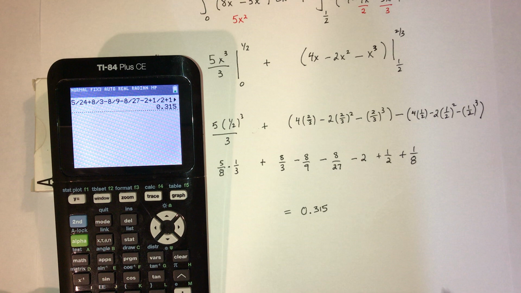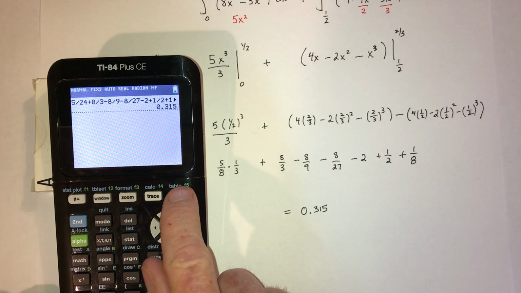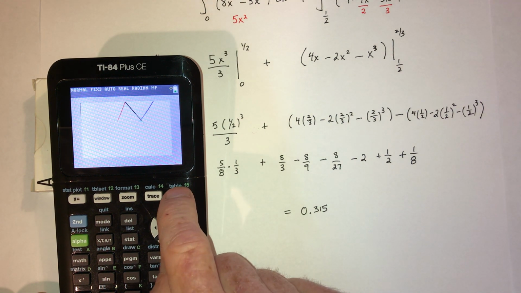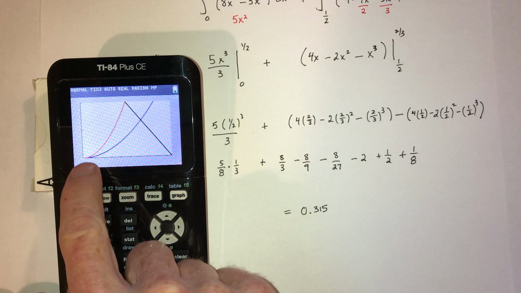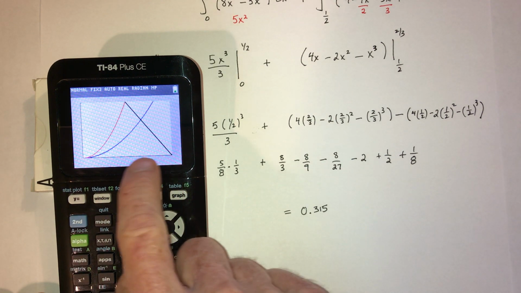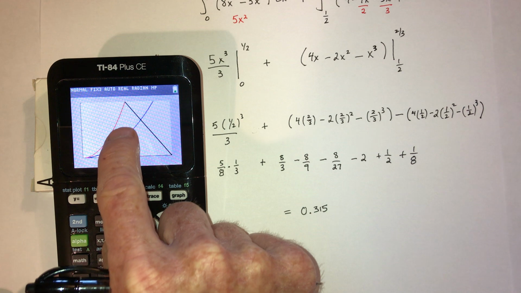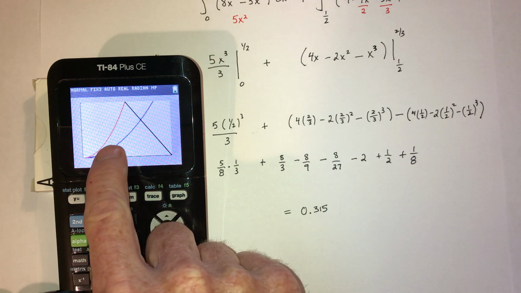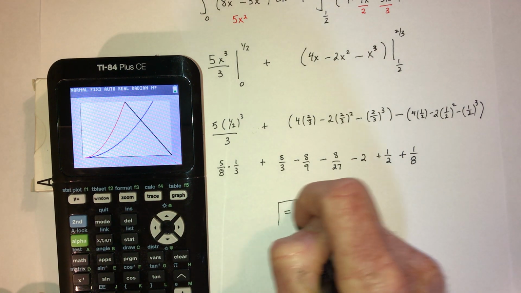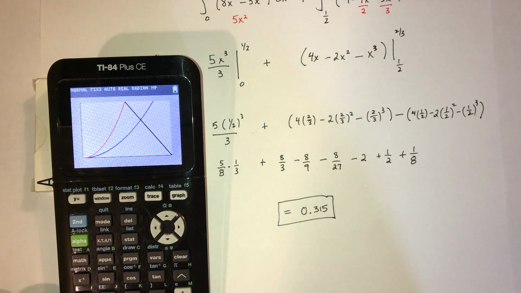0.315. And I'm pretty happy that the answer is small and positive, because if you look at this, this is only going from 0 to 1. And so this area right here is actually pretty small. So I'm satisfied that the answer is 0.315.